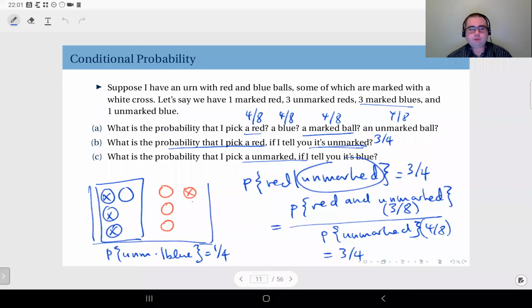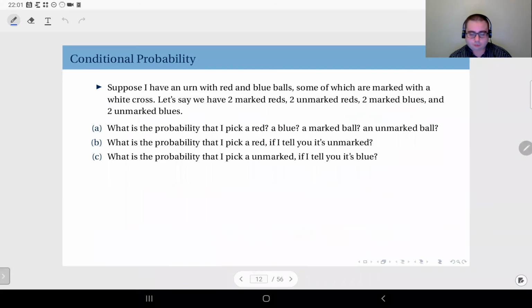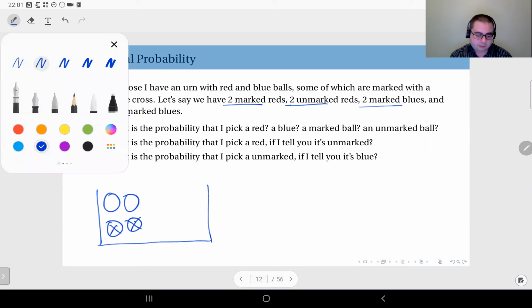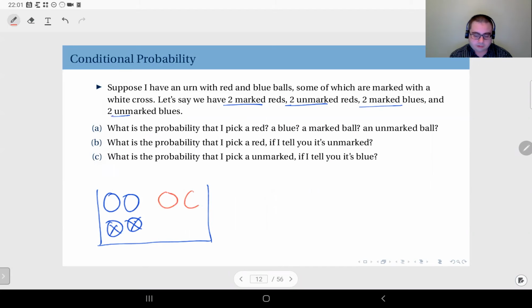Okay, that was the solution to this problem. Now I'm going to slightly change the question. Consider these numbers 1, 3, 3, 1. Let's say I have now 2 marked reds, 2 unmarked reds, 2 marked blues, 2 unmarked blues. Therefore, now my sample space consists of 2 unmarked and 2 marked blues. And with reds, I have the same configuration.